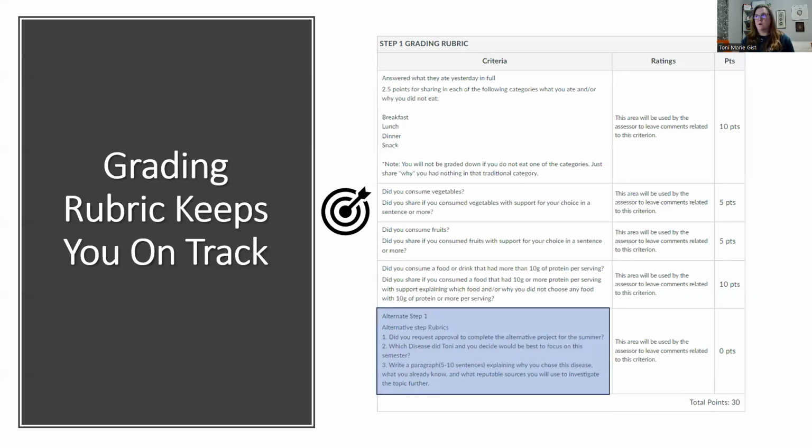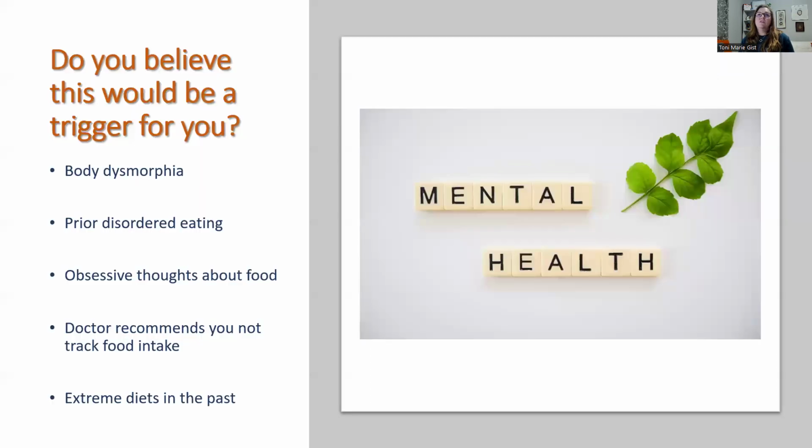You may also notice at the bottom of the grading rubric that we reference this alternate step project once more. So if you feel that a traditional project, where you're going to be analyzing 3 days during the whole semester, that's it, 1 weekend day and 2 weekdays, but then also interacting with MyFitnessPal, is going to cause an issue with you, do not do the traditional step.